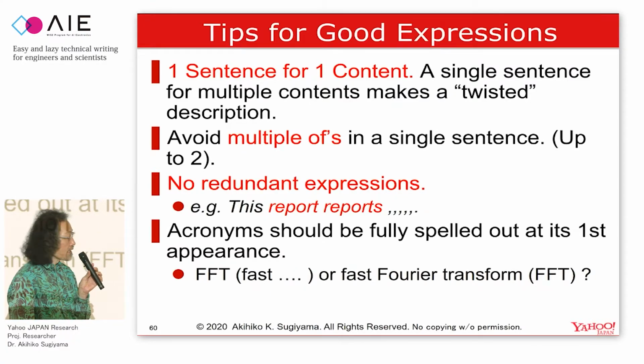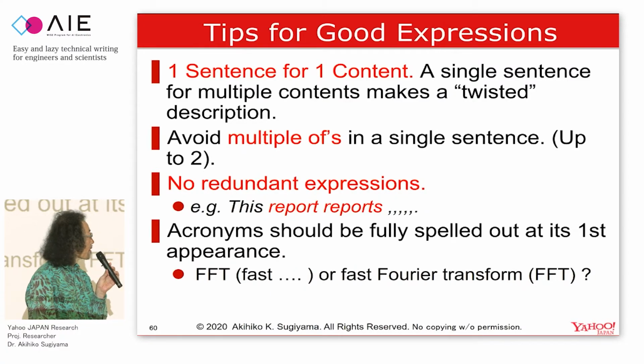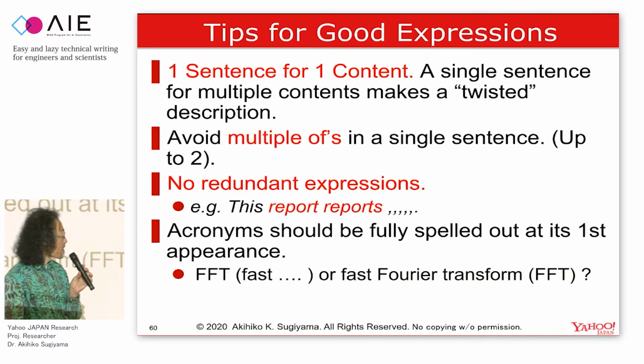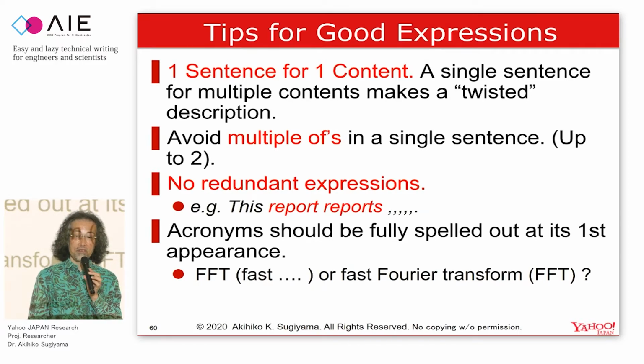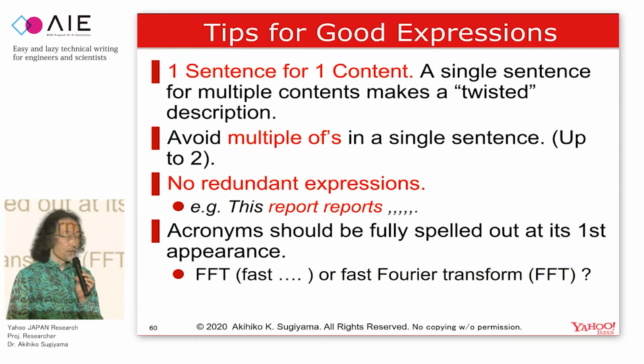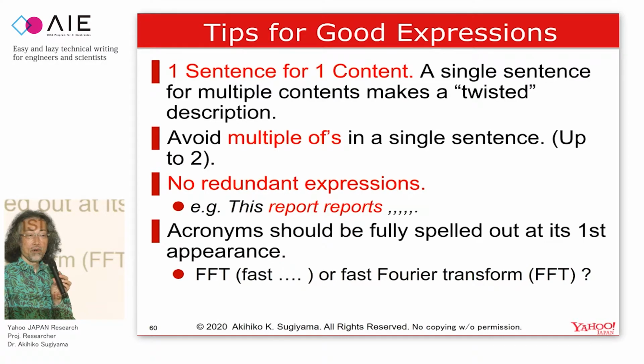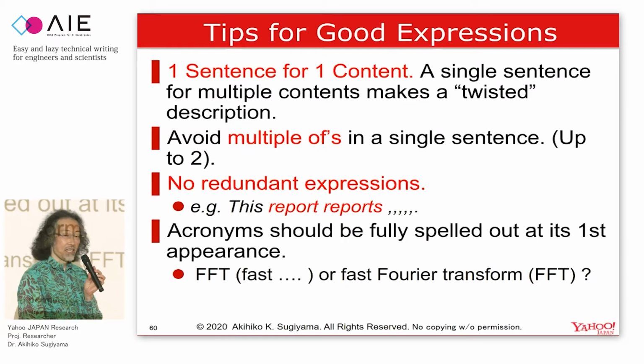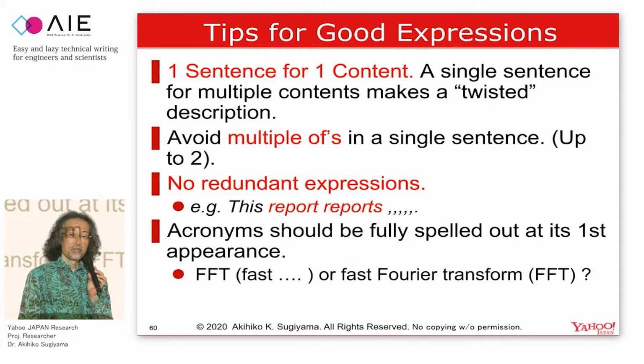The next one is actually more important, acronyms. You use many acronyms in the paper. Acronyms should be fully spelled out at their first appearance. When you have it for the first time in your paper, fully spell it. For example, fast Fourier transform is often written as FFT in engineering.